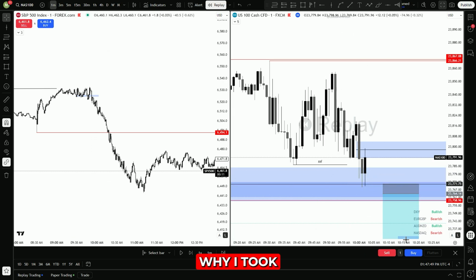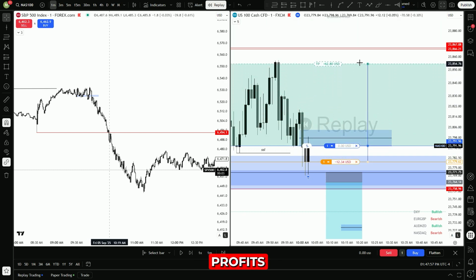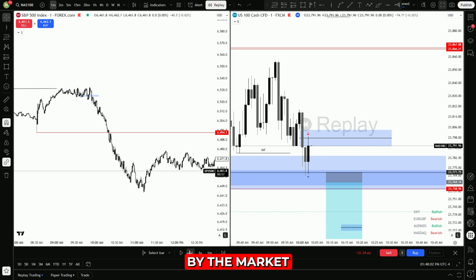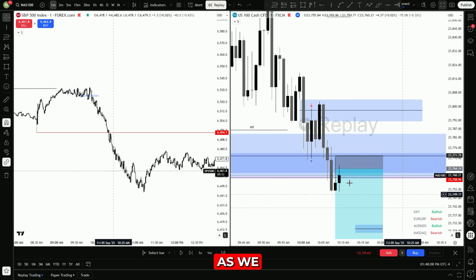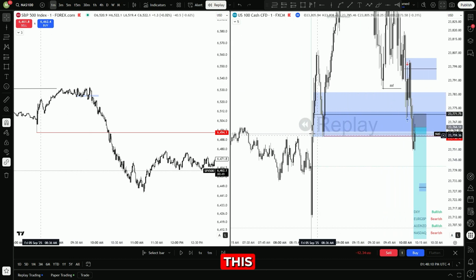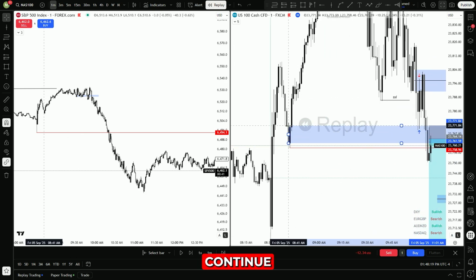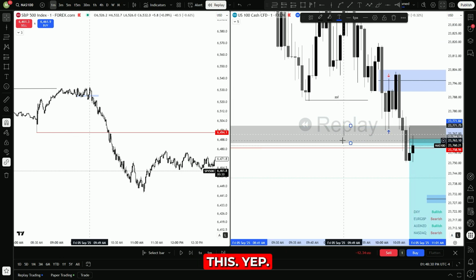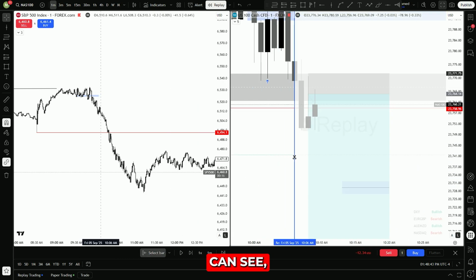That's why I took my buy trade over here. My stop was somewhere here, and I took my take profit somewhere here. That was the plan of the trade, but we got stopped out by the market. Then as soon as we closed below this order block and the high time frame FVG, I was pretty sure we were going to continue moving bearish. Let me just quickly get this.